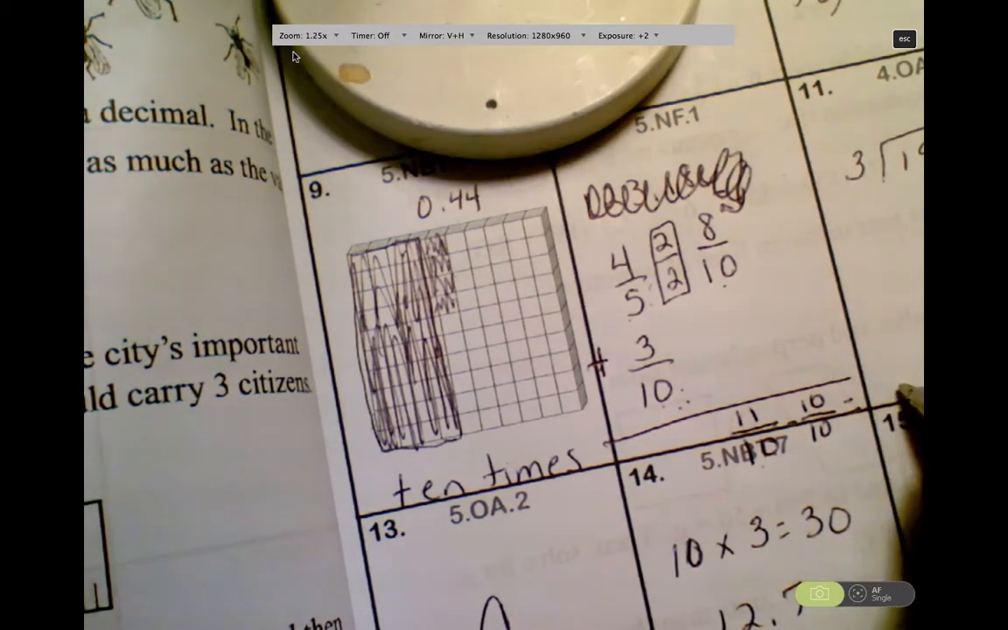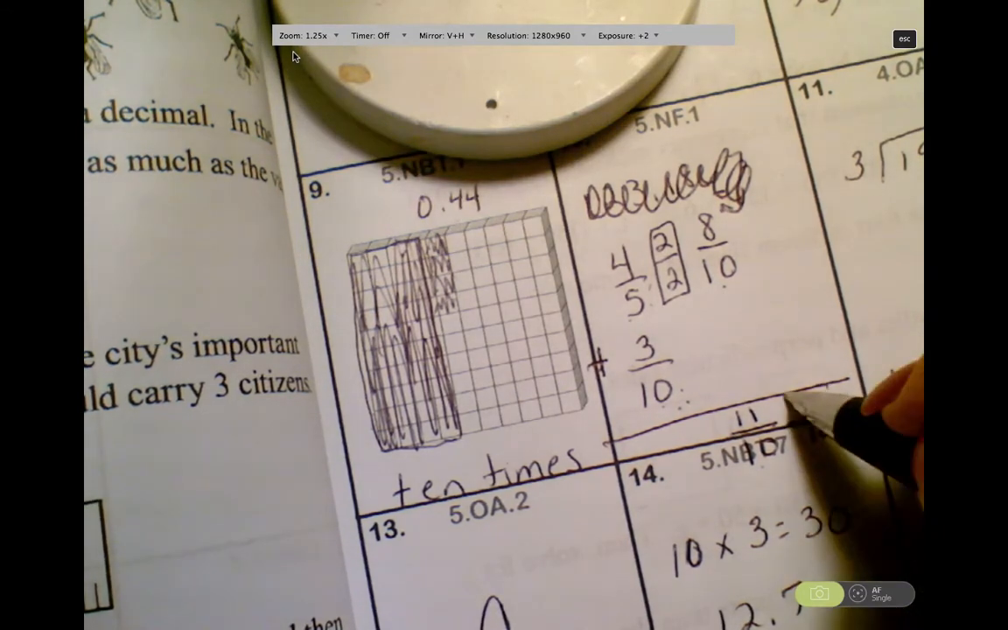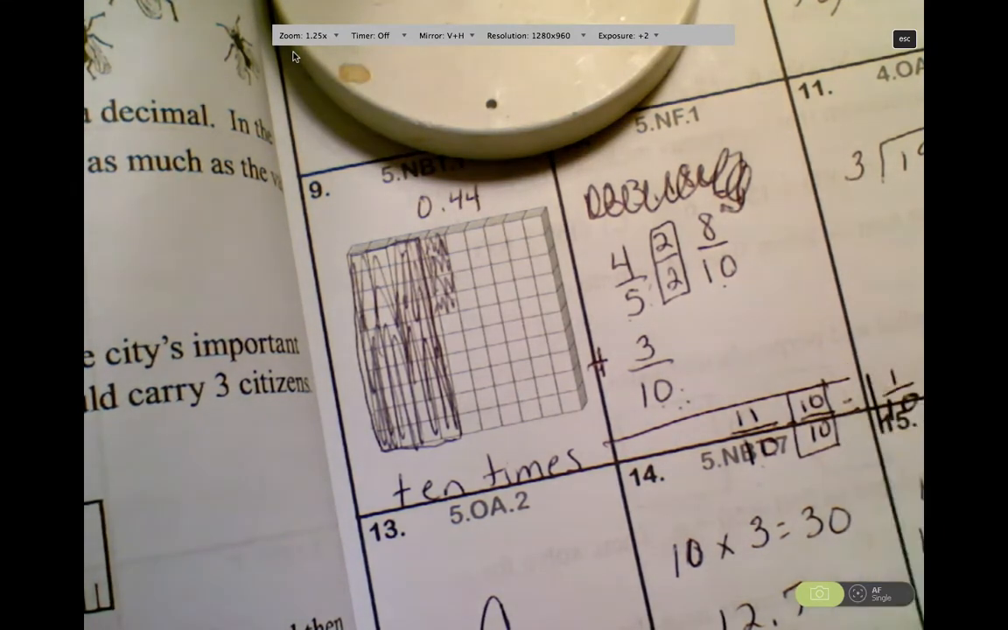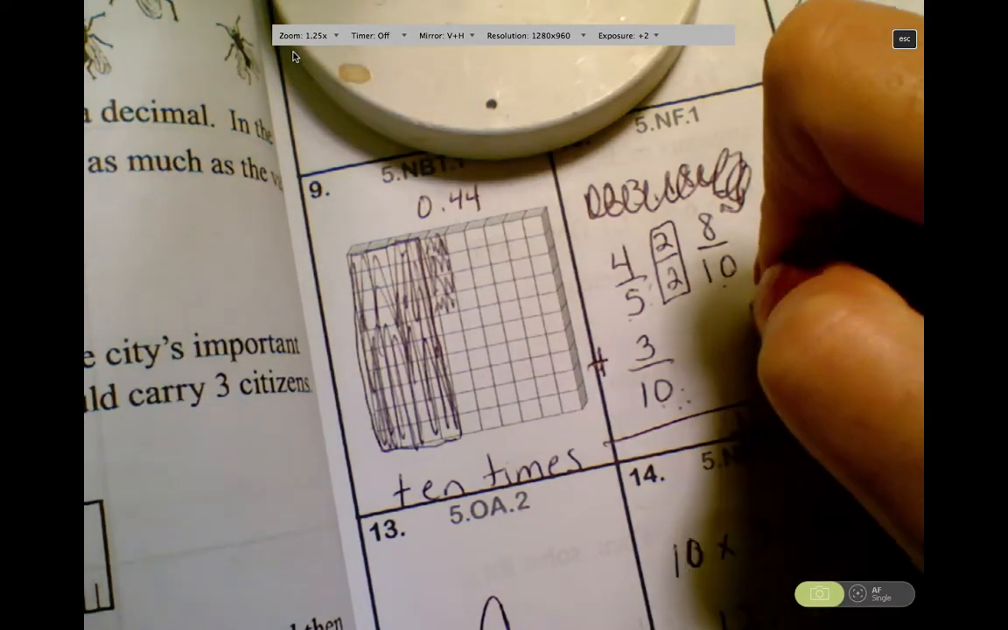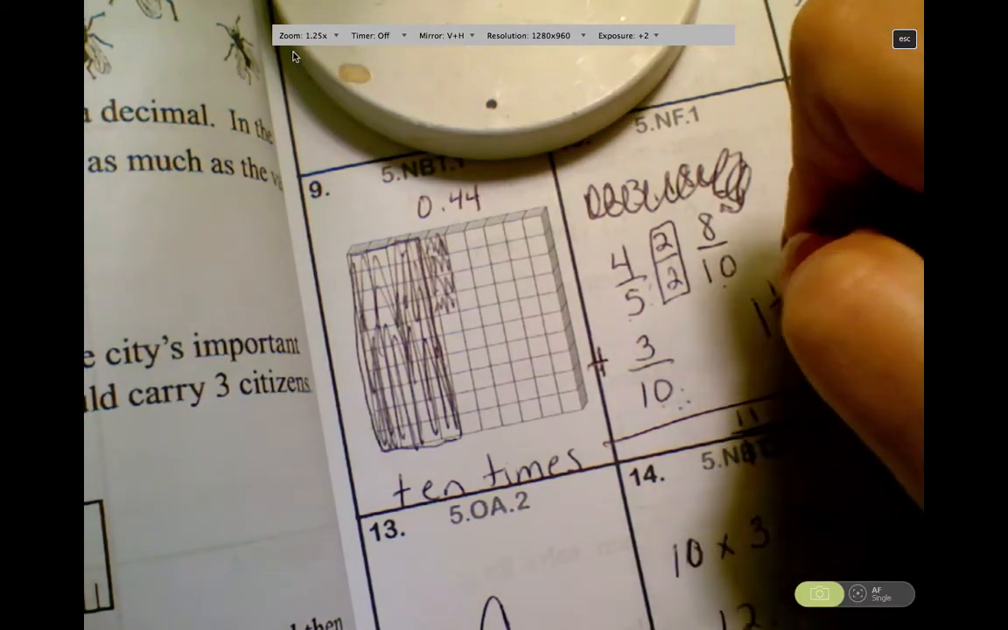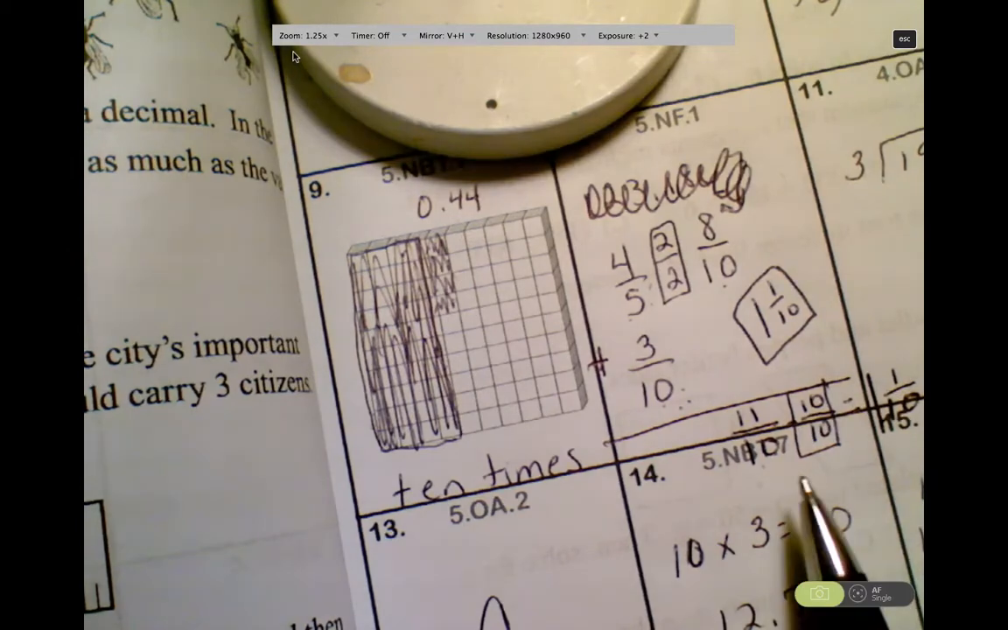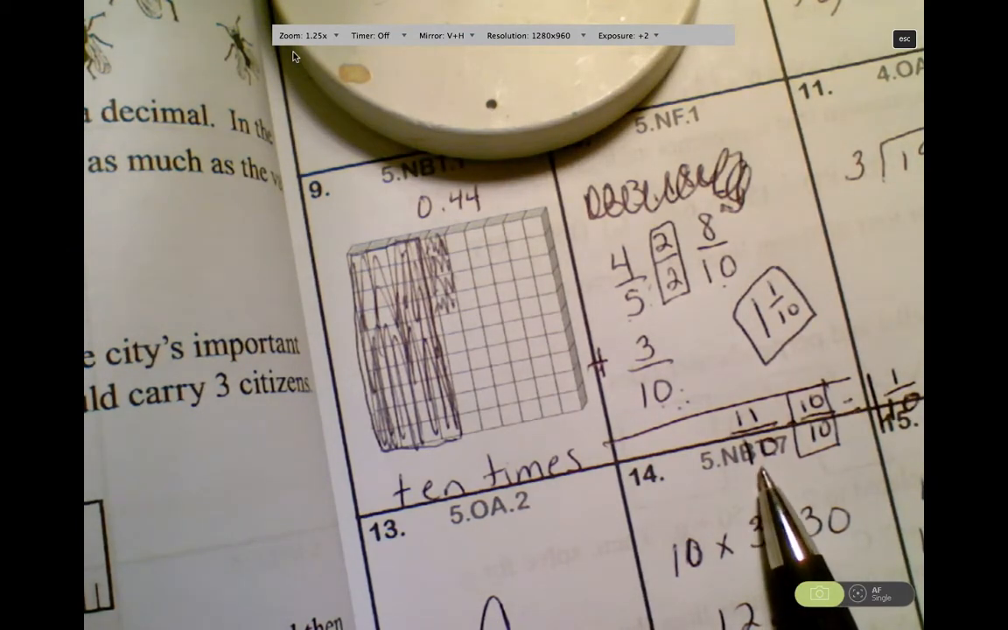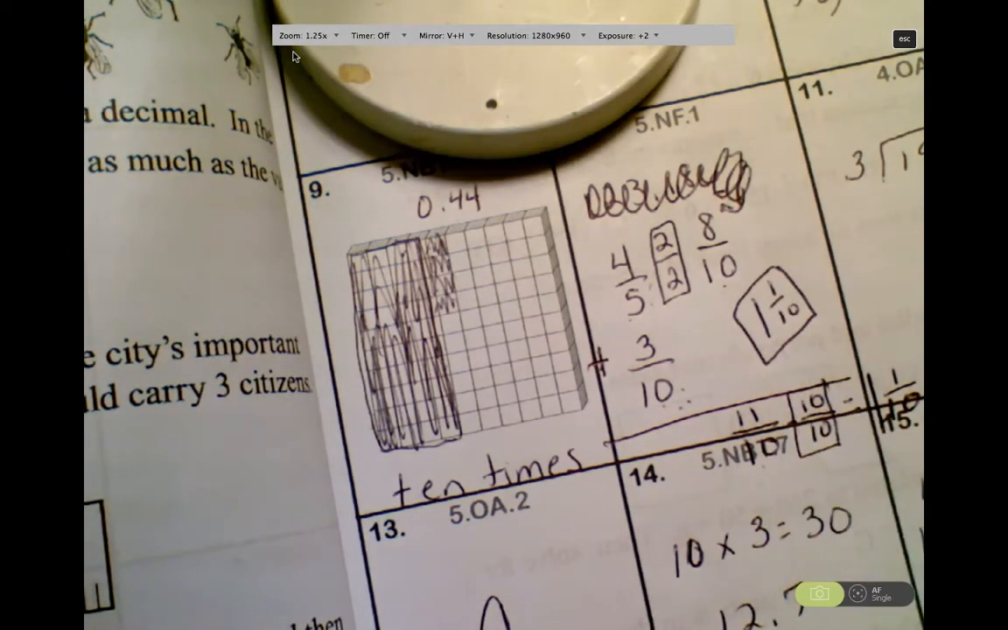And what do I get? I am ending up with 1/10. And then I'm going to turn this into my whole number, which is 1. So I'm going to write my answer up here, 1 and 1/10. Either answer right now would still be okay, 11/10 or 1 and 1/10.